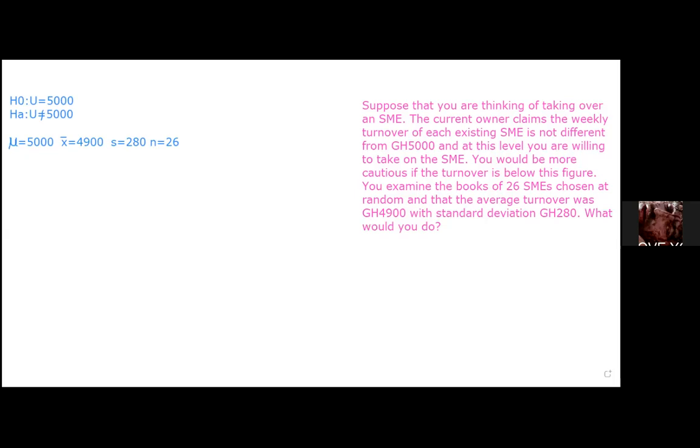Realize that here they said you examined 26 SMEs chosen at random and the average turnover was 4,900 with a standard deviation of, it tells you that that 4,900 is the sample mean.